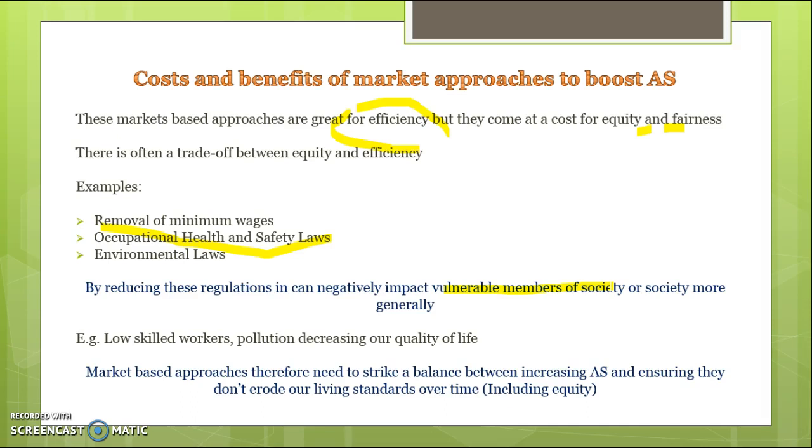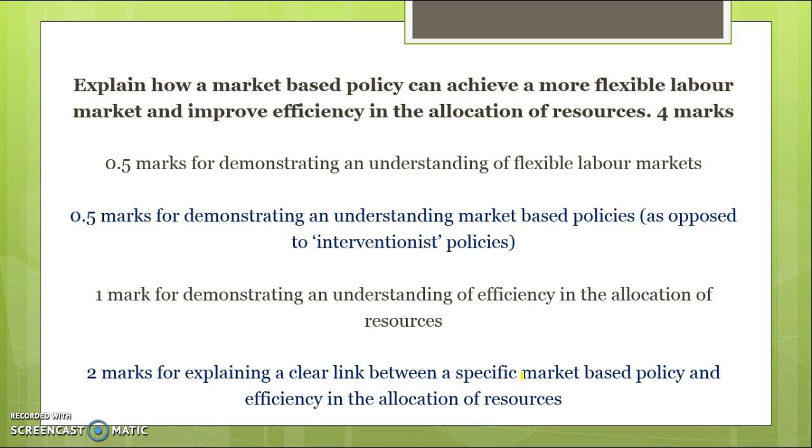So market-based approaches therefore need to strike a balance between increasing aggregate supply through promoting productivity and efficiency, but also ensuring they don't erode our living standards over time and don't lead to too inequitable a distribution of income. So just one example of how a market-based policy can achieve a more flexible labour market and improve efficiency in the allocation of resources.